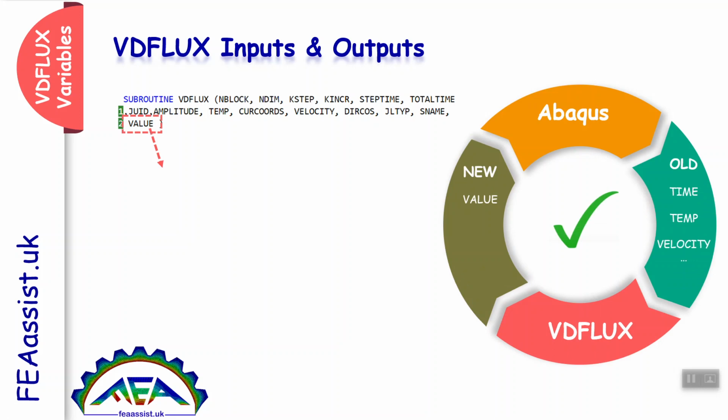For example, value here, as I said, is the amount of the flux that you need to define in your subroutine based on your formulation.